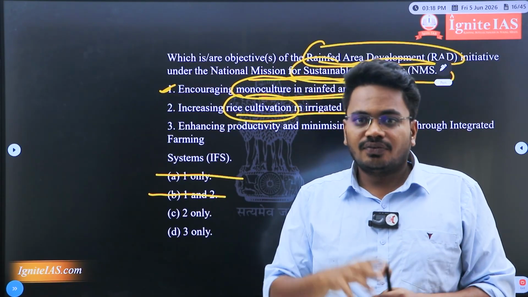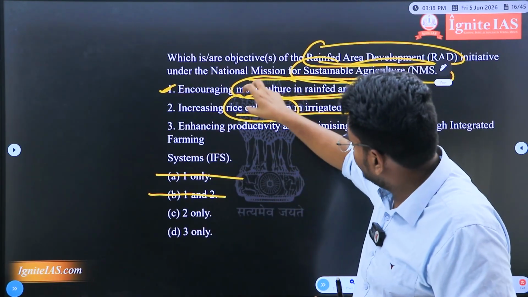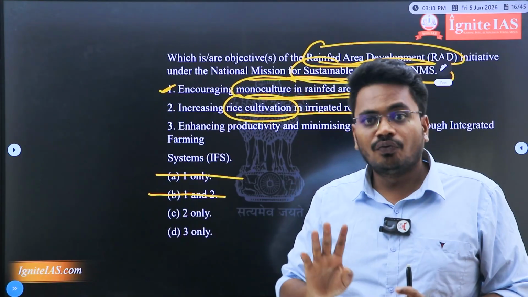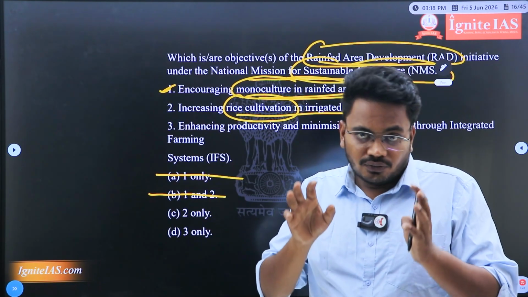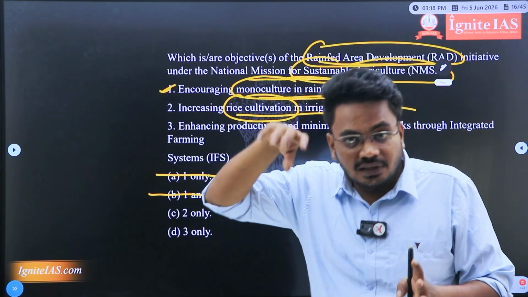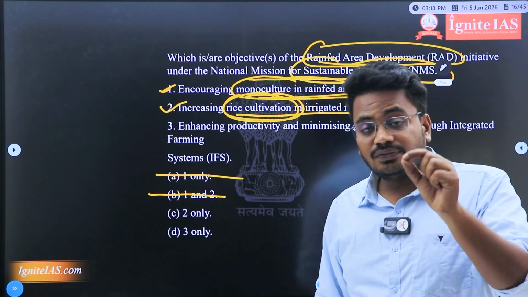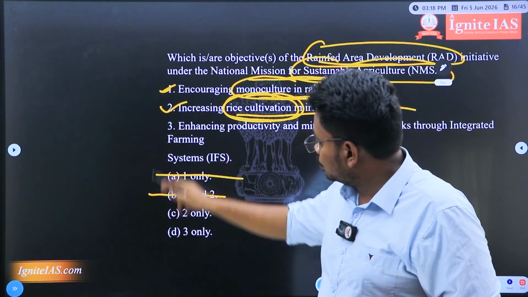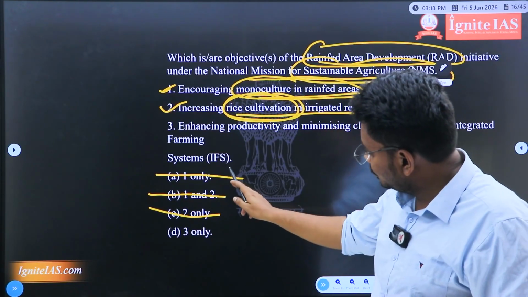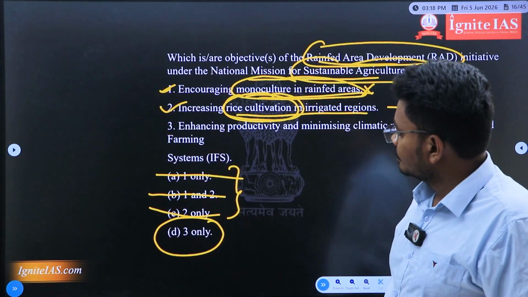In rain-fed areas, first of all, water is less, right? If you try to cultivate rice there, it consumes more water, right? So with that point, we can easily eliminate statement 2. Rice will not be the crop in the rain-fed area program. So try to eliminate 2. Then how many options are gone? Three options gone. We are left with option D.